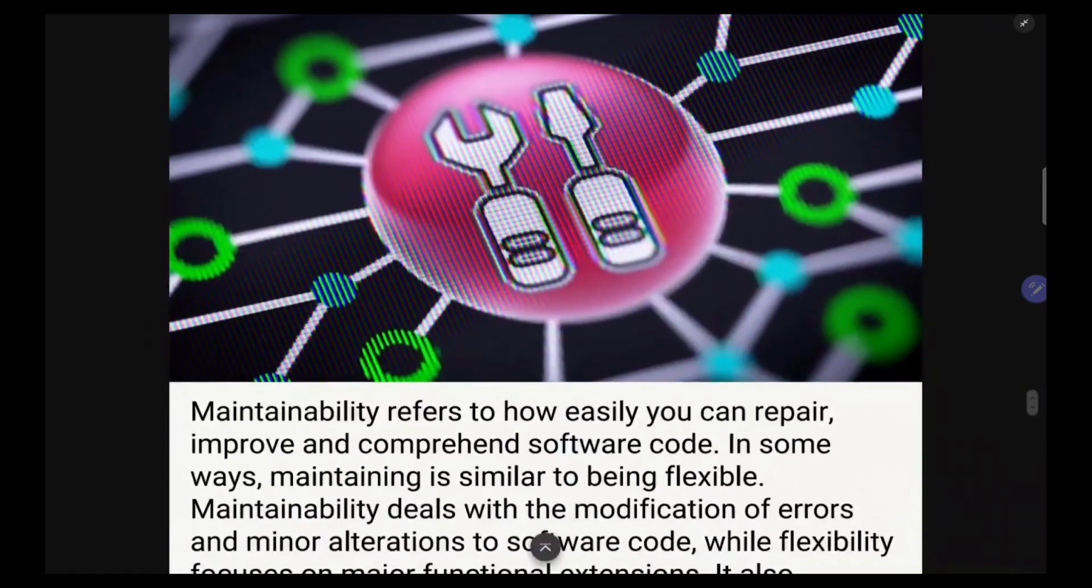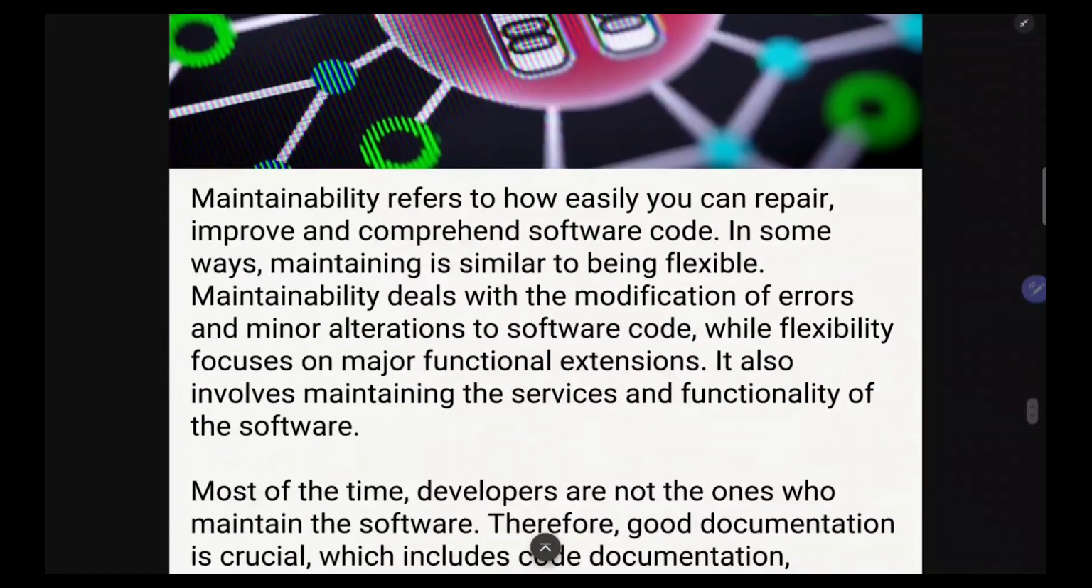Next, maintainability. Maintainability refers to how easily you can repair, improve, and understand software code. In some ways, maintainability is similar to flexibility. Maintainability deals with the modification of errors and minor alterations to software code, while flexibility focuses on major functionality extension. It also involves maintaining the service of functionality of the software.